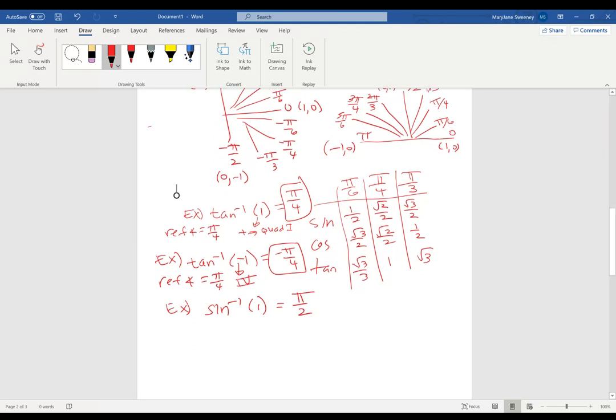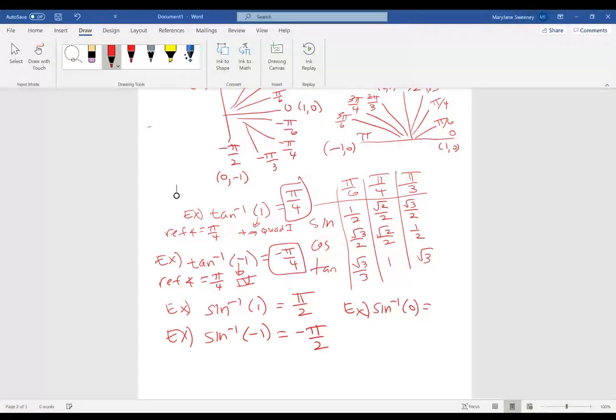If I said, where is inverse sine negative 1? Where is sine negative 1? Well, that's at negative pi over 2, right up here. So right in there is sine negative 1. If I said inverse sine of 0, where is sine 0? Again, sine is the y coordinate. So sine is 0 right up here at 0 radians.